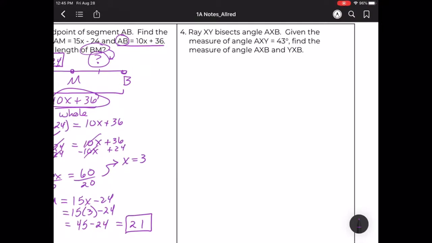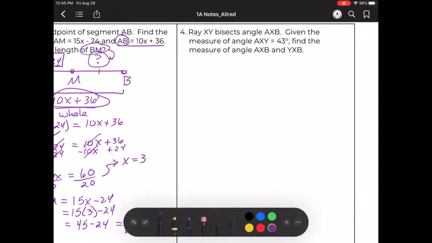Moving on to number 4. Excuse that bell. Moving on to number 4. We've got ray XY bisecting angle AXB. Now before I even read the rest, I'm going to draw that. This first thing tells you what picture to use.